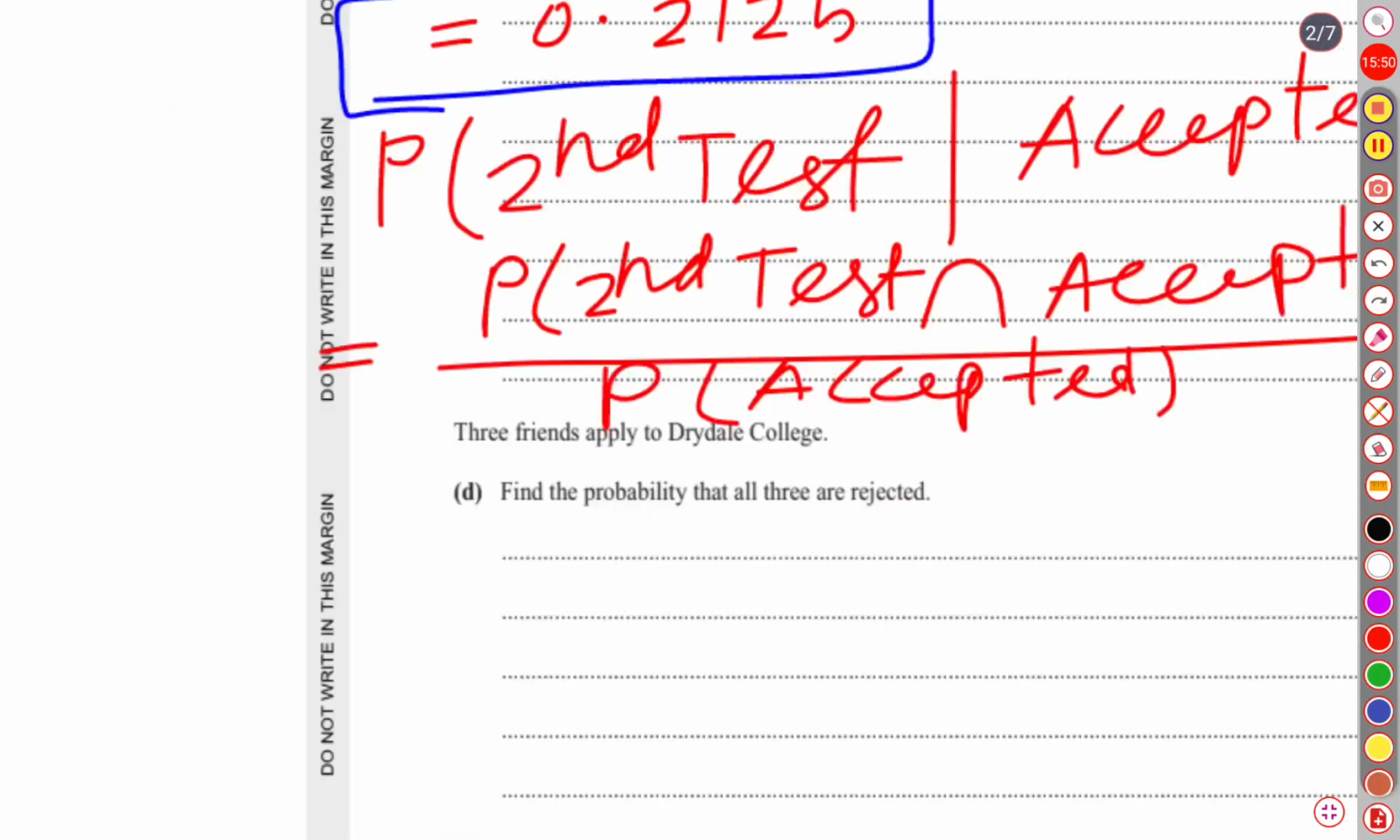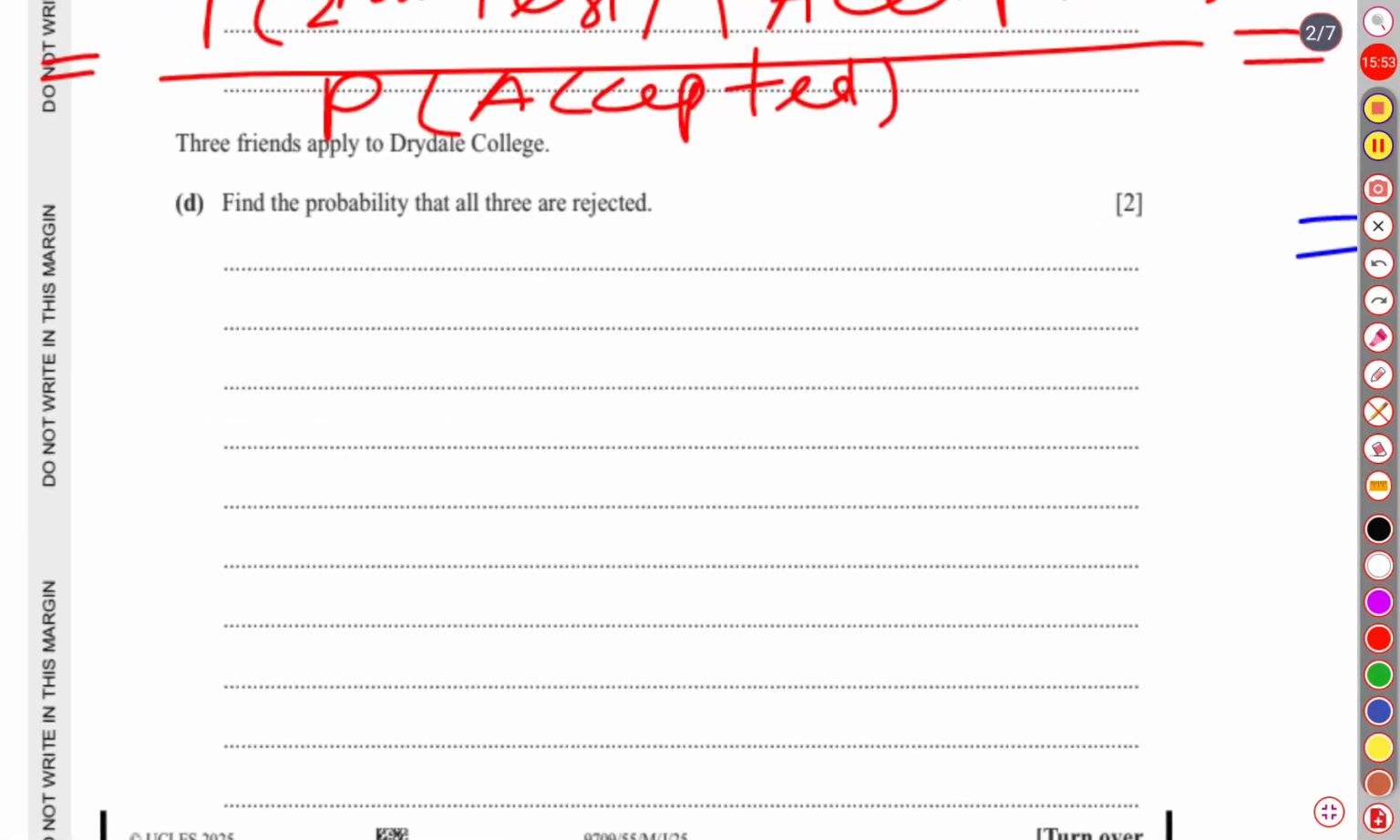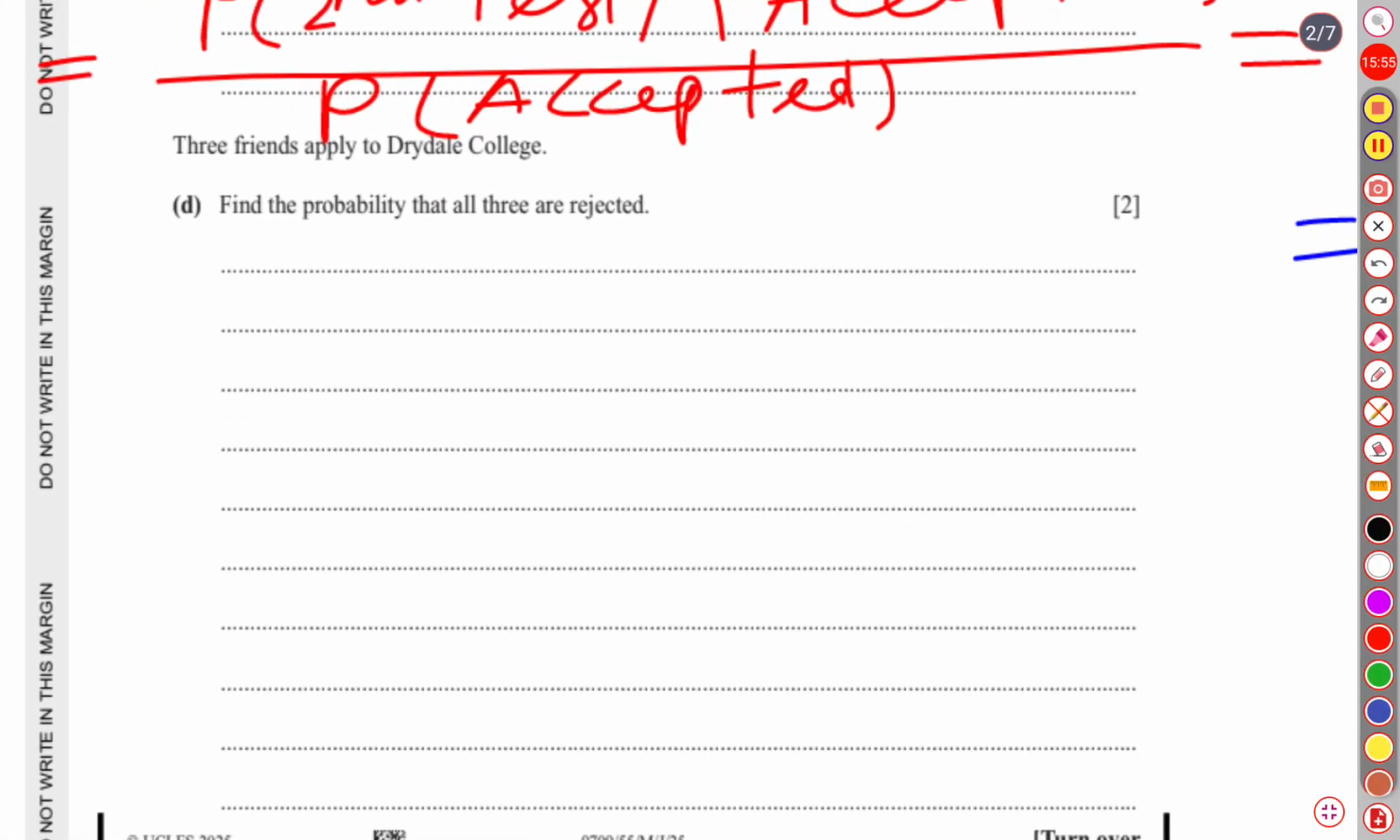The next question says that three friends apply to Drydale College, find the probability that all three are rejected. So first of all, we'll find the rejection of one person. So probability of one person, that is rejection. We have seen that there are three cases. Let me write just below this. Suppose first time he was rejected.